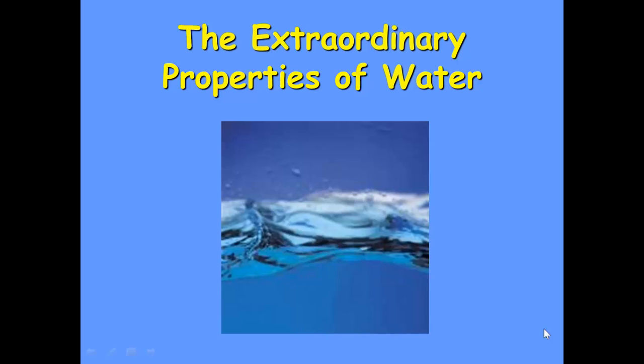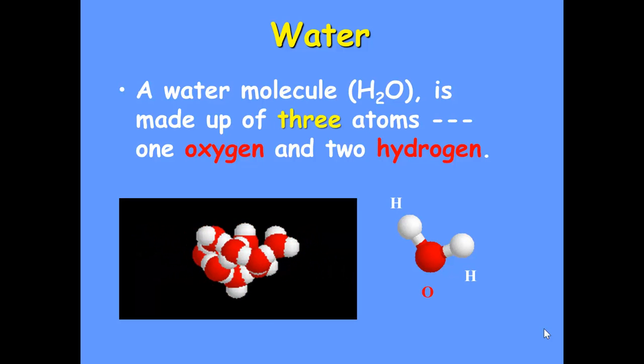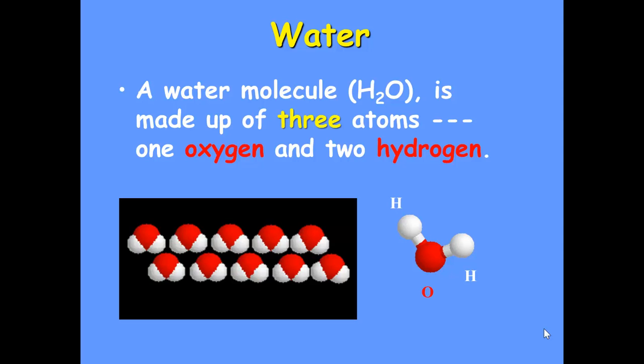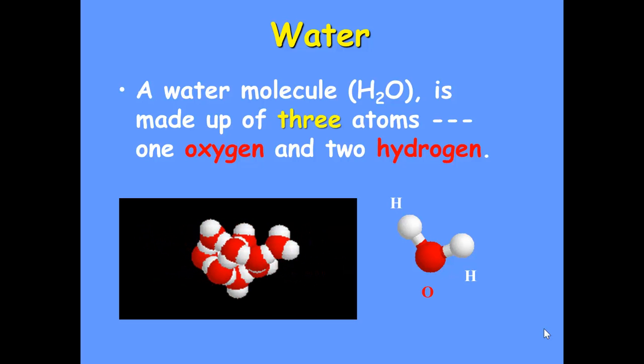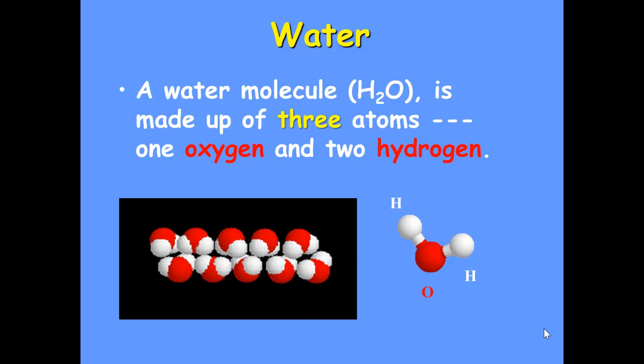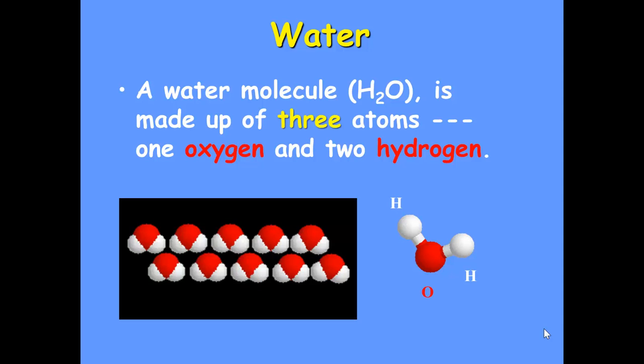Alrighty, today we're going to give you a brief overview of the properties of water. Water is a molecule composed of 3 atoms. There's 1 oxygen and 2 hydrogen, which is why we call it H2O. The water molecule kind of looks like that on the right.